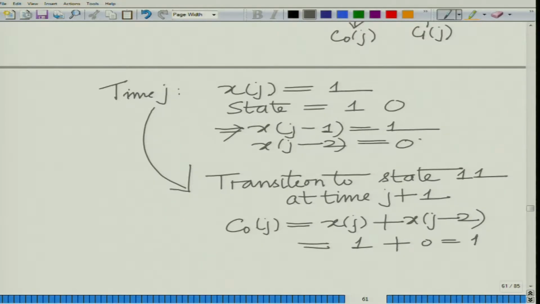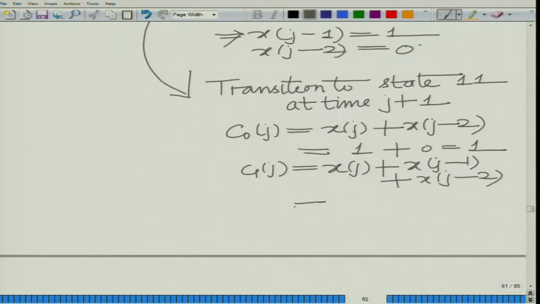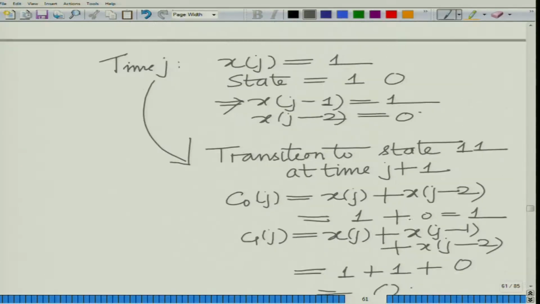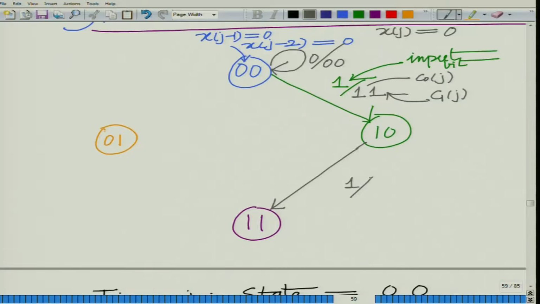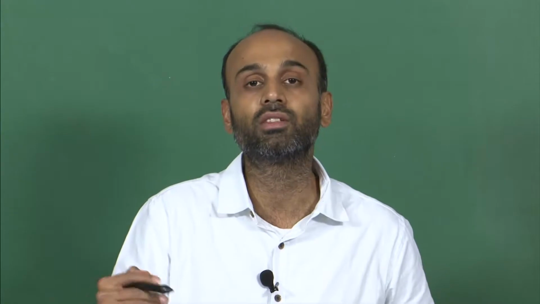So, 1 plus 0 equals 1. C1j equals xj plus xj minus 1 plus xj minus 2, which is basically xj is 1, plus xj minus 1 is 1, plus xj minus 2 is 0. So, binary field addition, this is 0. So, the output will be 1 comma 0. So, it transitions to 1 1, output will be 1 comma 0. Okay. So, basically in state 1 1 0, if the input bit is 1, it transitions to 1 1, and the code bits are 1 comma 0, that is C0j is 1, C1j is 0.